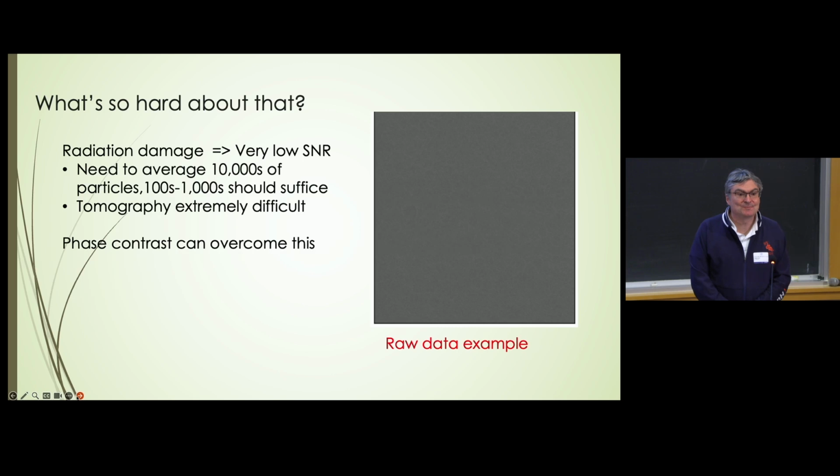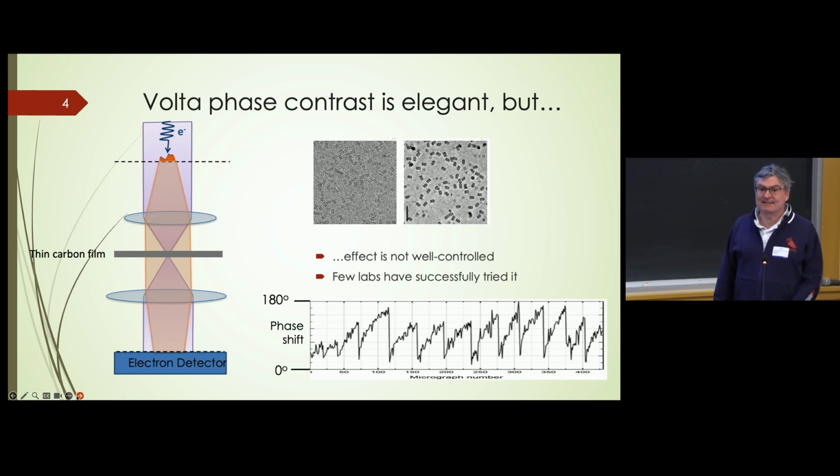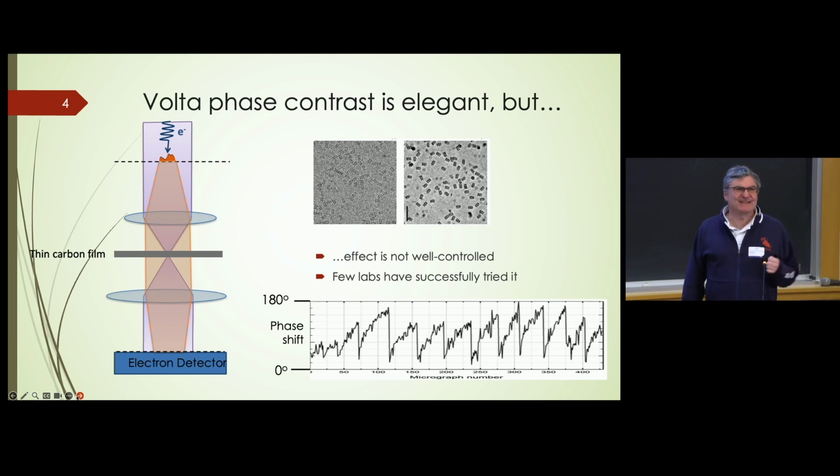In light microscopy, Fritz Zernike invented phase contrast in the 1930s as a way to increase the contrast and therefore the signal to noise. And implementing that in electron microscopy is the topic of the talk. The most successful way of generating phase contrast in electron microscopy so far is the Volta phase plate. So how does phase contrast work?